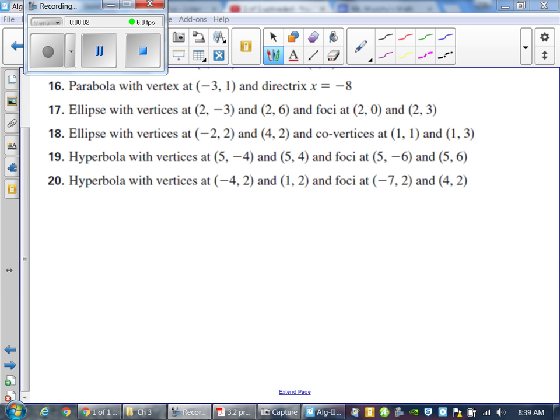Vertices at negative 2, 2 and 4, 2. Co-vertices at 1, 1 and 1, 3. Where's our center? It's nice when they have it right there, the midpoint, where the distance is just right, one above, one below. So we have a center. Our center, our H and K, will be at 1, 2.